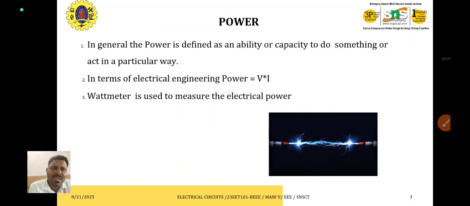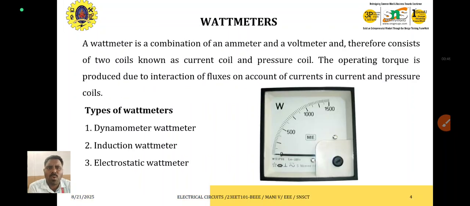Power. Normally, power is defined as the ability or the capacity to do something. Here, power is the product of voltage and current. So the power can be measured by using the wattmeter.